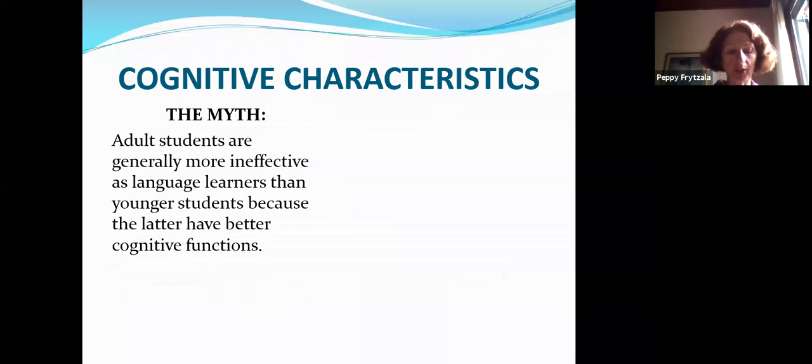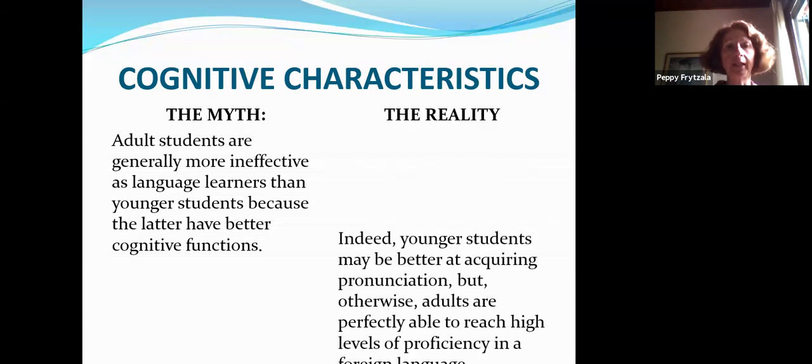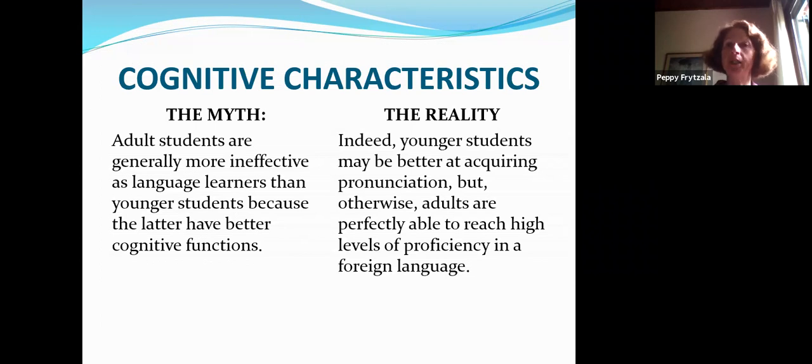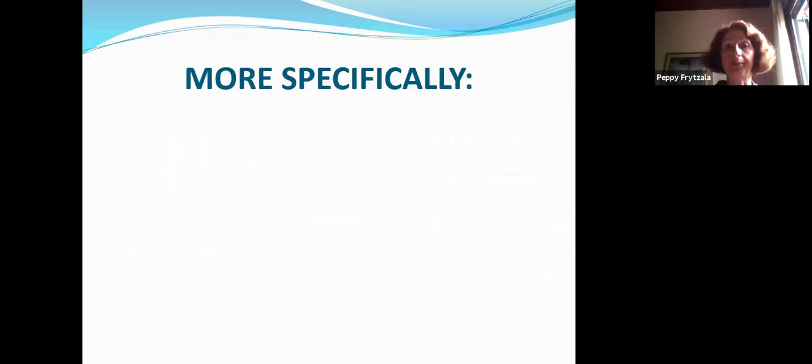First of all, let's start with the cognitive characteristics of adults, and let's start with a myth. The myth says that adult students are generally more ineffective as language learners than younger students because the latter have better cognitive functions. Well, the reality of that is that, okay, yes, younger students may be better at acquiring pronunciation, for example, but otherwise, adults are perfectly able to reach high levels of proficiency in a foreign language. And in a moment, you will see what ammunition, let's say, they have that the younger learners do not have.